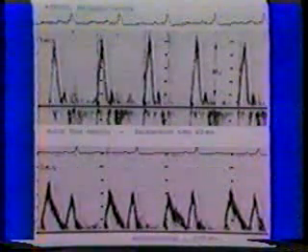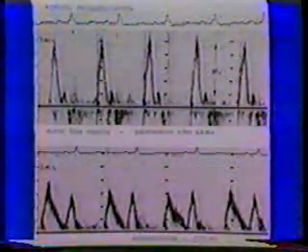On the color M mode, note that the marked color reversal persists throughout diastole. On the pulsed spectrum, note that the flow reversal has a velocity of about 0.4 meters per second and persists throughout diastole. This is the pulsed wave examination from another patient with severe aortic regurgitation.